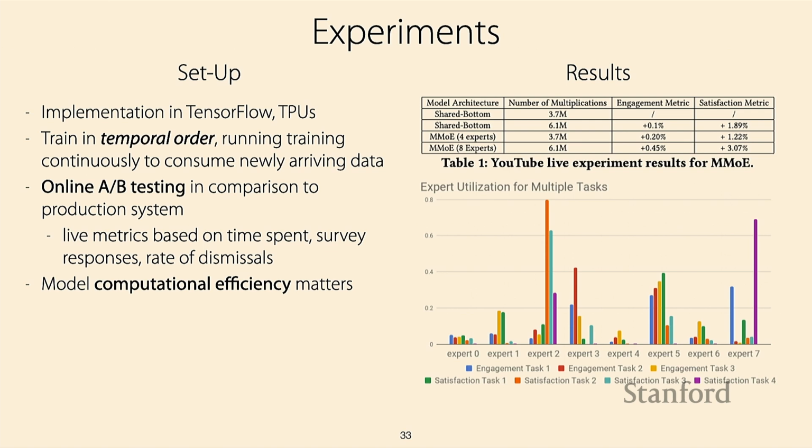You can also look at how it utilizes the different experts for different tasks, and we see that there is some specialization. For example, expert 7 is used a lot for satisfaction task 4. But there's also a considerable amount of sharing. For example, expert 5 is used for a lot of the tasks.